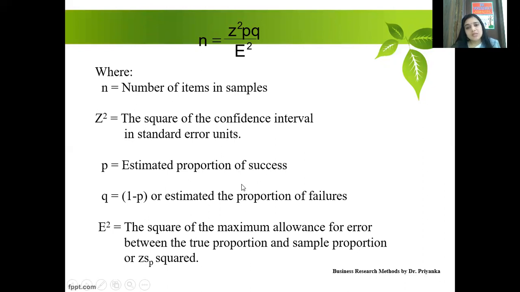Of course, if success means 40%, then 60% goes with the failure, because in probability, P plus Q is always equal to 1. Success plus failure would be 1. This is how we go with probabilities. E square is the square of the maximum allowance for error between the true proportion and the sample proportion, or Z times SP. Z here is the confidence interval and SP here is the standard deviation of success.